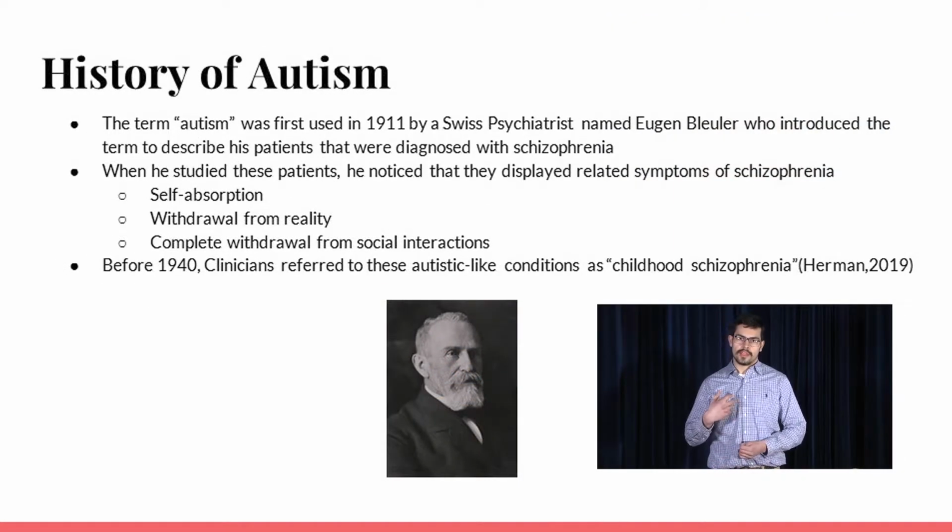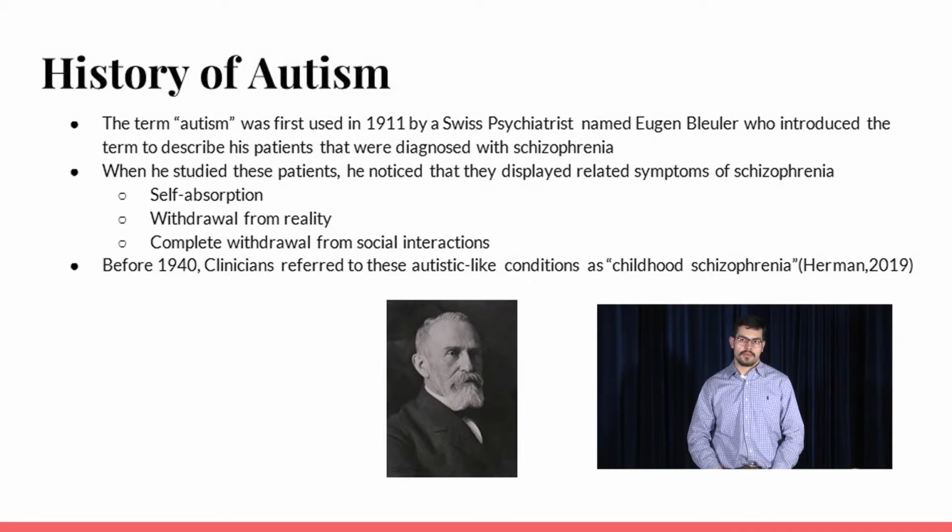So it turns out there is a history behind the term Asperger's, but there's also a history with autism. The first mention of that term can be traced back to 1911, where it's mentioned by a Swiss psychiatrist by the name of Eugen Bleuler, who uses this term to describe his schizophrenic patients that exhibit symptoms of self-absorption, withdrawal from reality, and complete withdrawal from social interactions. So these tend to be one-on-one or in group settings.